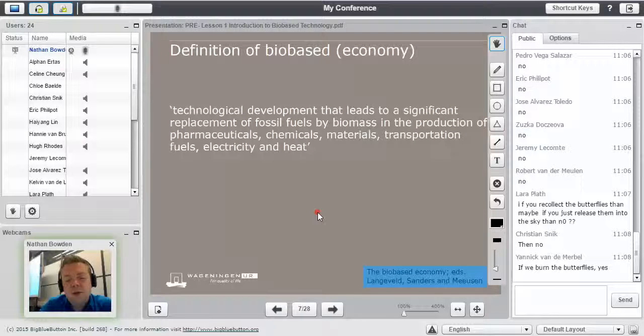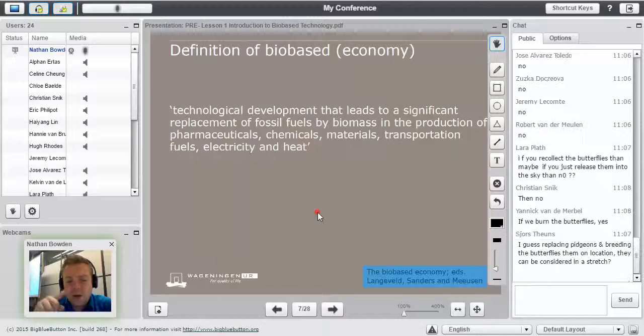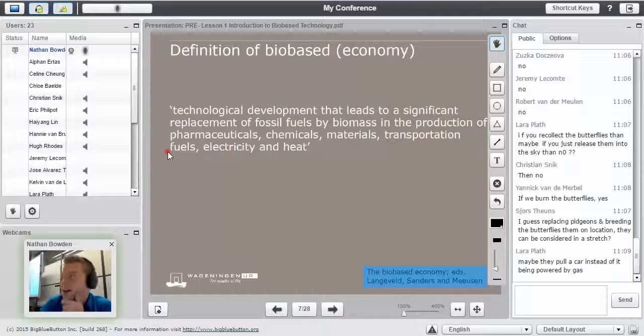Or maybe if you put them on a wheel so that they generate electricity. But unless you're doing that, then the answer is more no. The thing is, it's still not replacing a fossil fuel. You're replacing the pigeons with butterflies, sure. And also the second part is, is it a pharmaceutical? Is it a chemical? Is it a material like plastic? Is it transportation fuel? If you use the butterflies to fly, you'll need a lot of butterflies though.